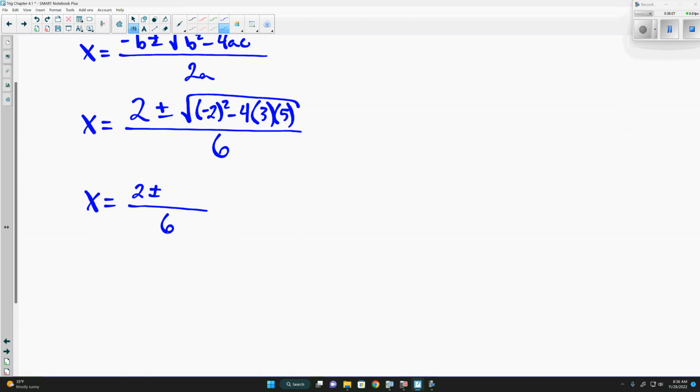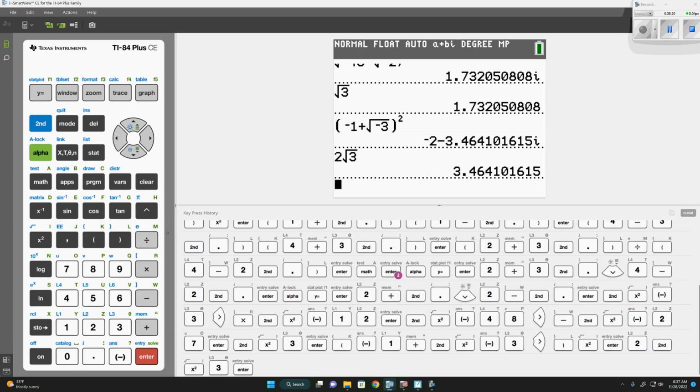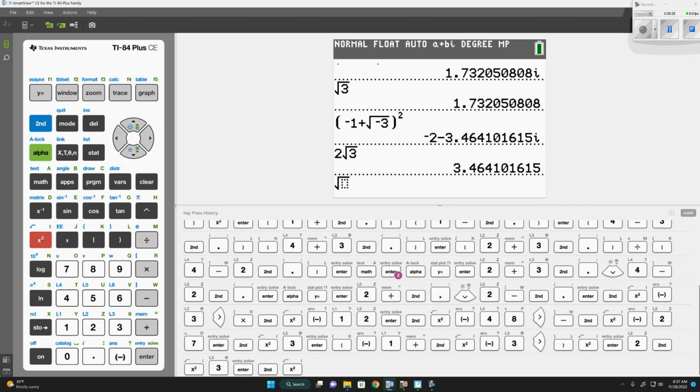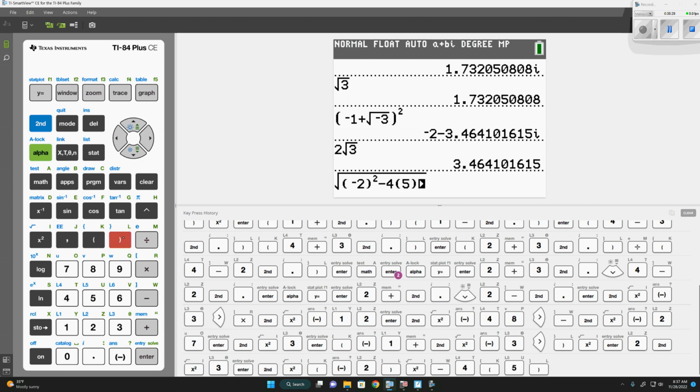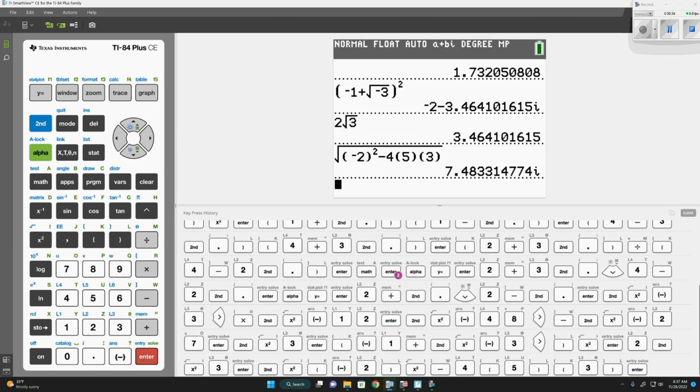Now at this point here, I always do this in 2 steps. Because finding out what b squared minus 4ac is here: negative 2 squared minus 4 times 3 times 5. We can do this in either calculator. Now, I don't put the square root in, and I'll show you this here, 4 times 5 times 3, because as we see here, the radical doesn't simplify. It's not a perfect square, we get this here.